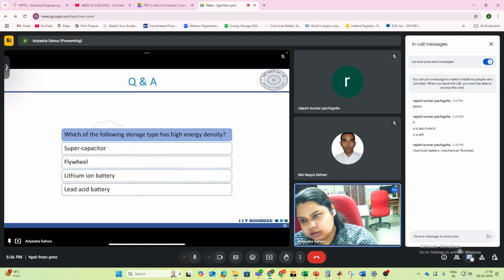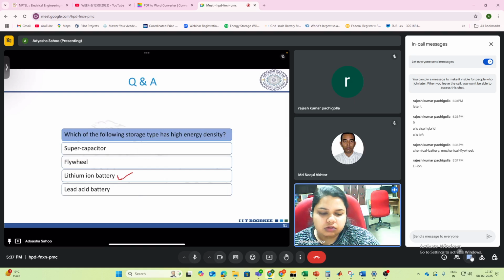Okay, next is which of the following storage type has high energy density? So I think that is very repetitive. Yes, lithium ion. We discussed due to this, it is being actively used in EVs and portable electronic devices.